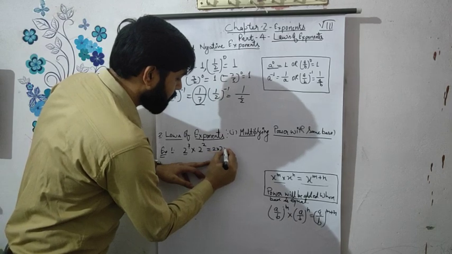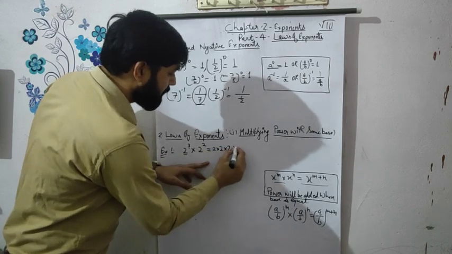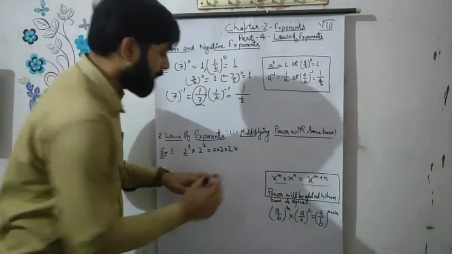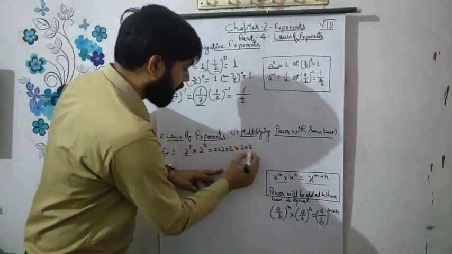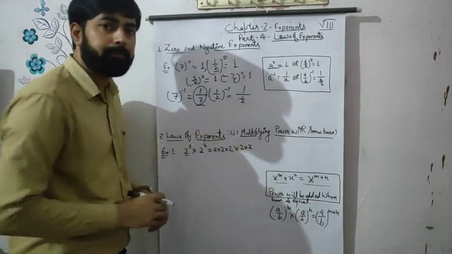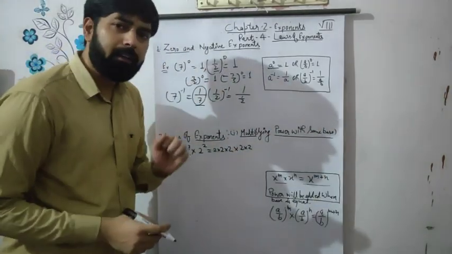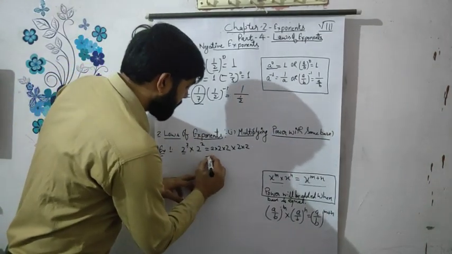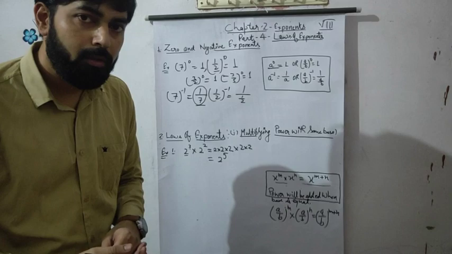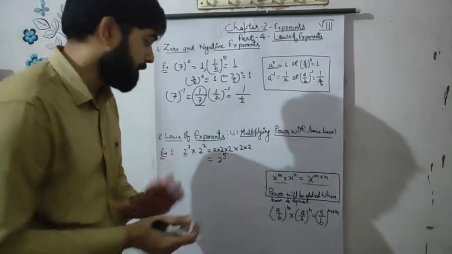2 multiplied by 2 multiplied by 2. Now next is also the multiplication. Then 2, how many times? 2 times. 2 multiplied by 2. Count all the 2s. How many 2s are here? 1, 2, 3, 4, 5. How many 2s are here? 5. Then we can write in this form: 2 to the power 5.